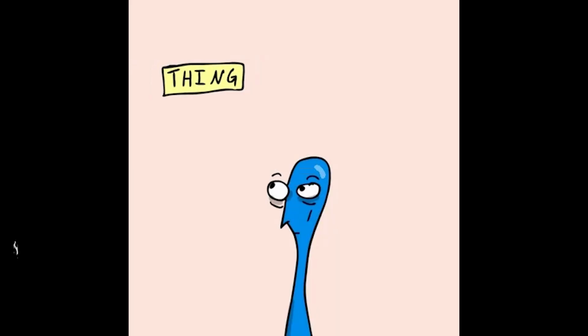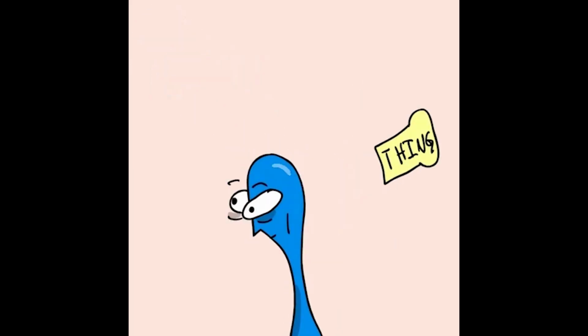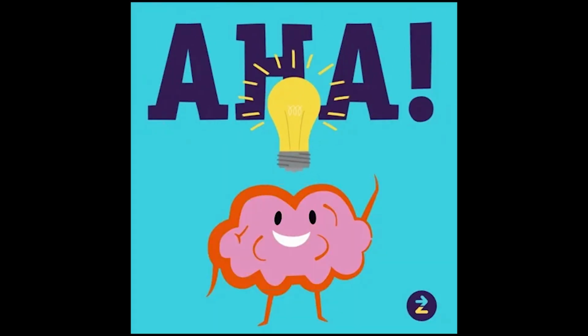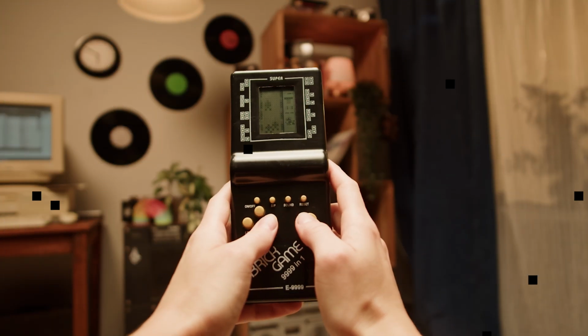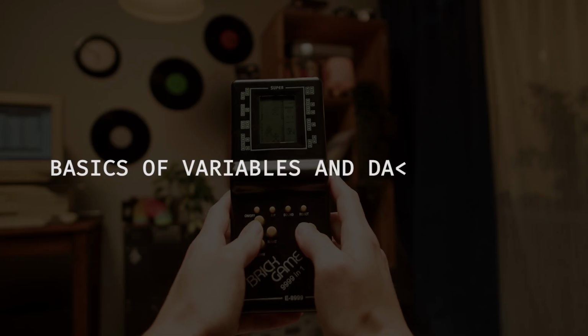Now, variables are like the memory of your code, keeping track of things so that you don't have to. And once you understand how to use them, you can start building more complex and dynamic programs. And there you have it, the basics of variables and data types.